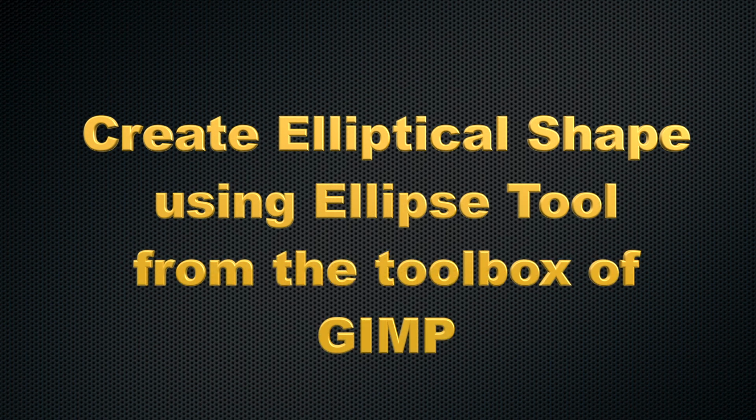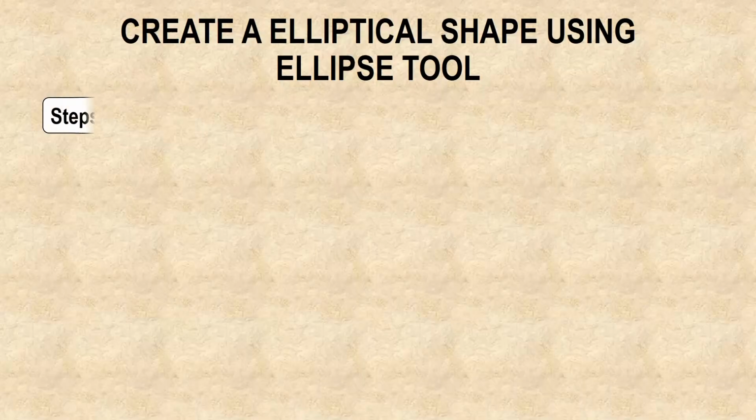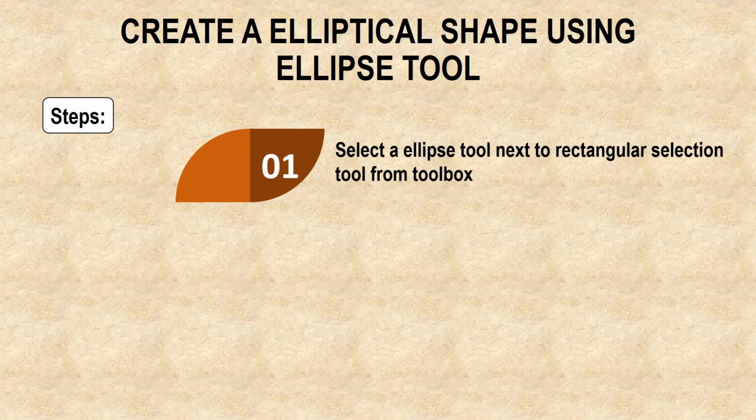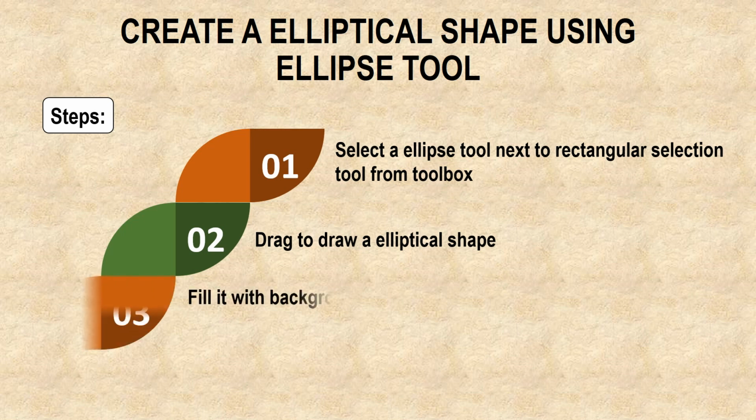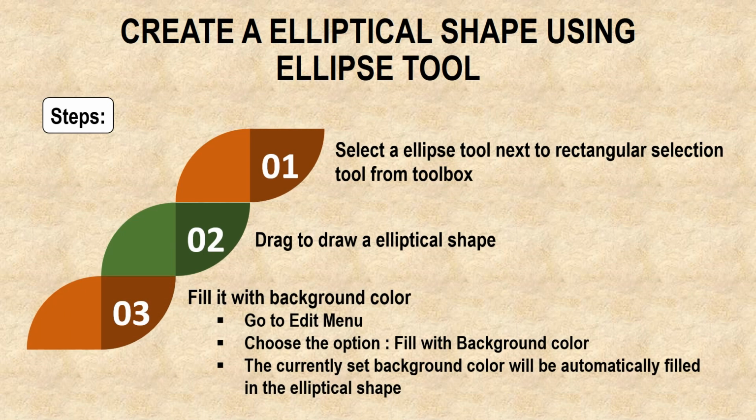Similarly, we can create an elliptical shape using the ellipse tool from the toolbox of GIMP. And the steps for this are totally the same as we have done for the rectangle select tool. First of all, select the tool from the toolbox and then draw some elliptical selection on the working area and pick up a color of your choice and fill it using the bucket fill tool.